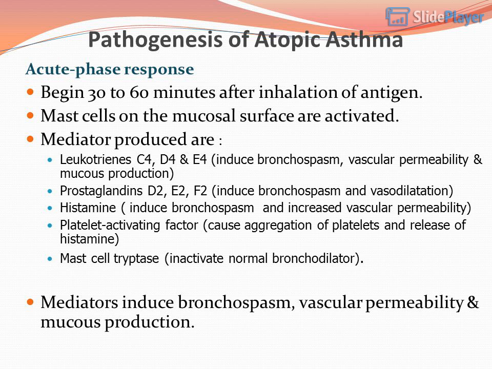Histamine induces bronchospasm and increased vascular permeability. Platelet activating factor causes aggregation of platelets and release of histamine. Mast cell tryptase inactivates normal bronchodilator. Mediators induce bronchospasm, vascular permeability and mucus production.